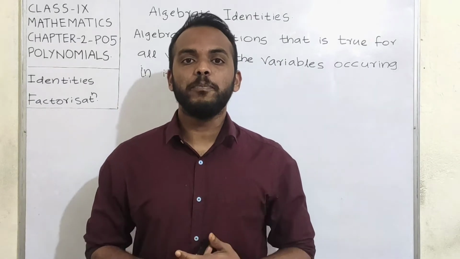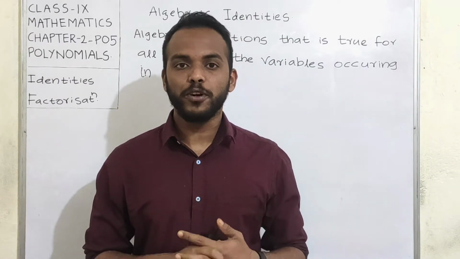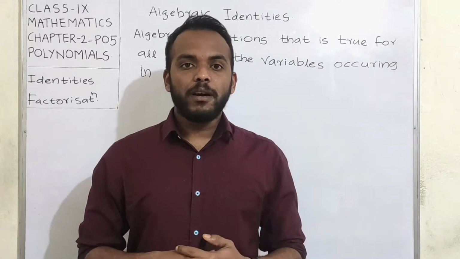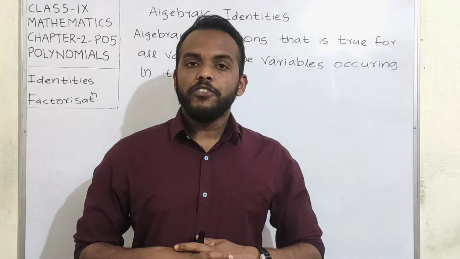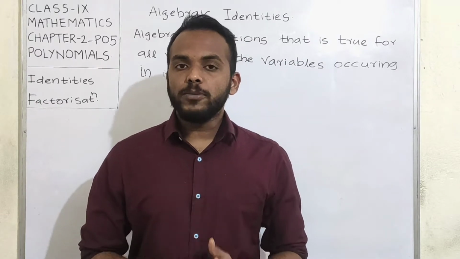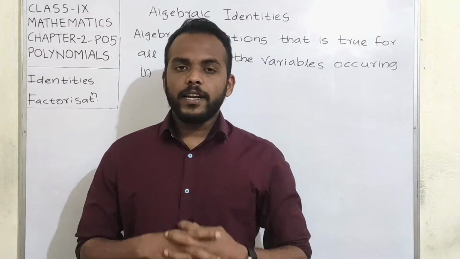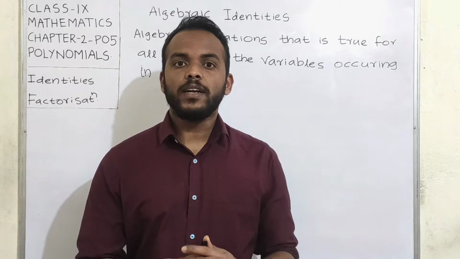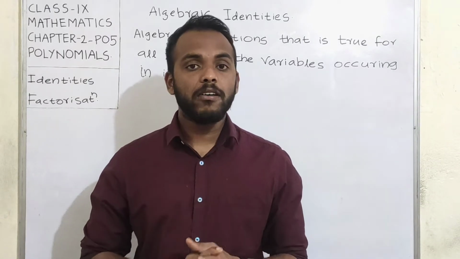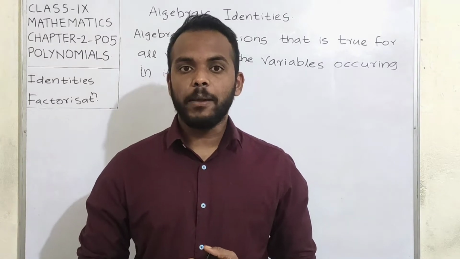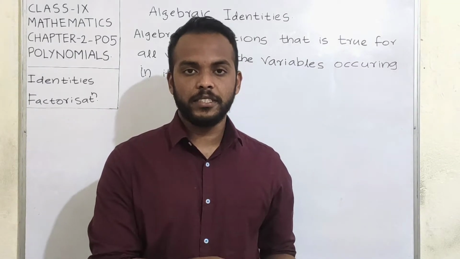This is the fifth part of our chapter number 2, Polynomials, and it would be our last session in this particular chapter. In this session, we are going to learn the algebraic identities. So far in this chapter, we have learned what polynomials are, how we can factorize polynomials, and two important theorems, namely the factor theorem and the remainder theorem.